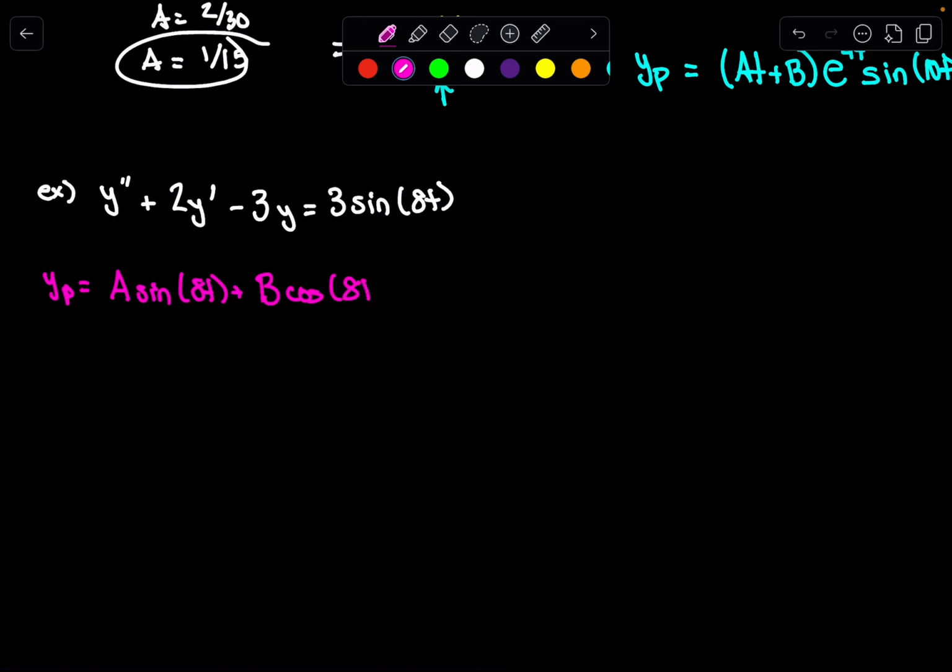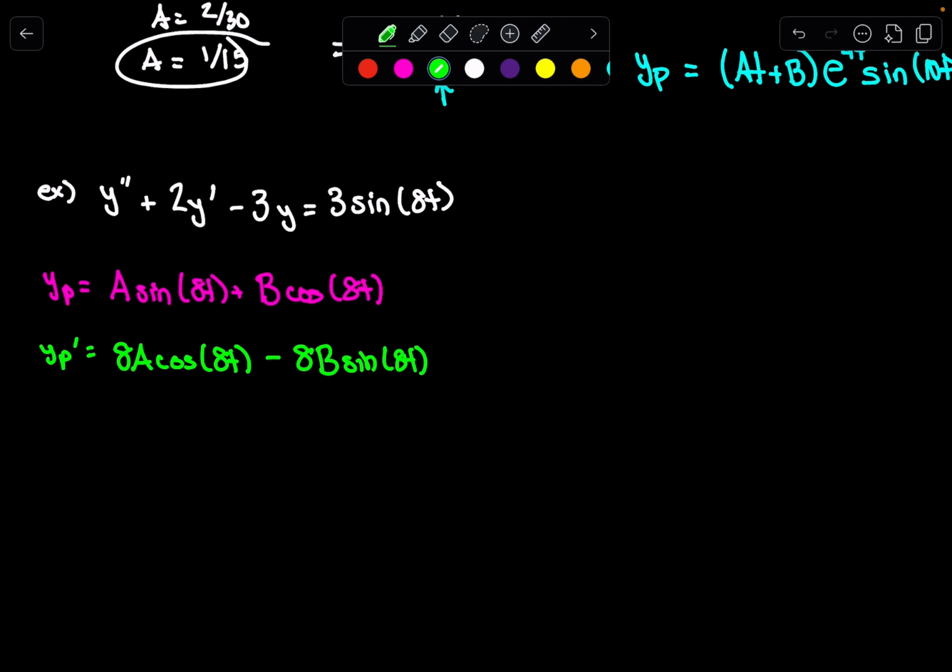And if you'd like to write it the other way, if you want to write a cosine and plus b sine, that's totally fine. That's kind of how we write things when we use Euler's formula. Totally up to you. But we're going to get that the derivative, y prime, is going to be 8a cosine of 8t minus 8b sine of 8t.